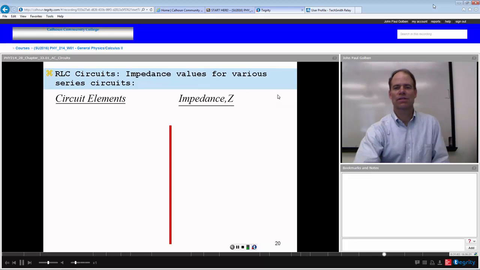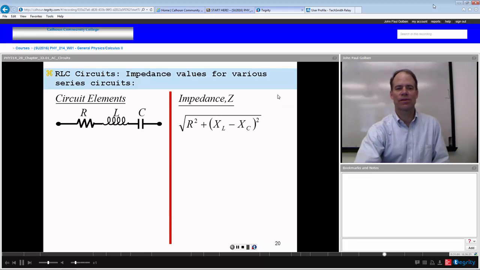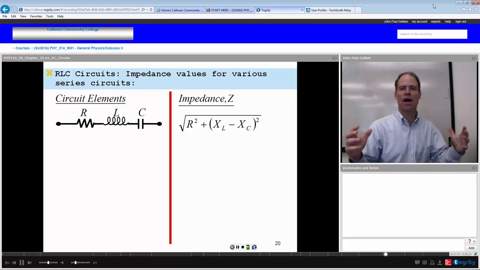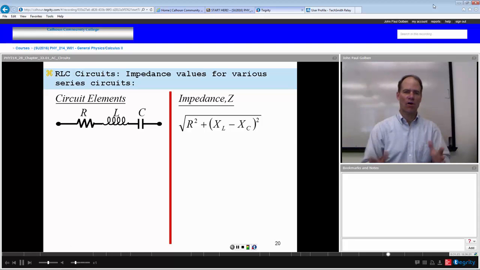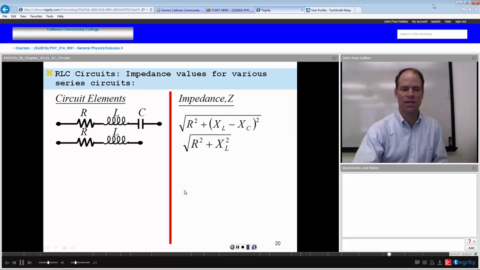Well, with this impedance, we can deal with a series RLC circuit, and the impedance, the total opposition to the flow of current, is equal to the square root of R squared plus the net reactance squared. This one equation, this one impedance, will help us deal with all the variable type of circuits that we wish to do in a series sense.